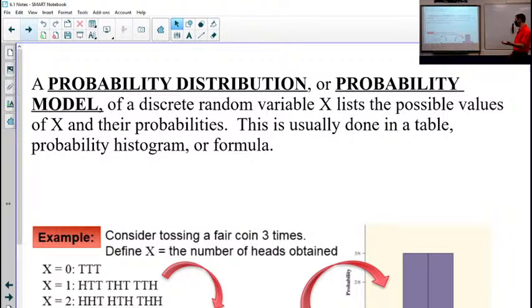So if I flip 3 coins, then you can list out all the different possibilities of coin flips we can get. We can get heads, heads, heads. We can get heads, tails, heads. We can get heads, tails, tails, and so on. There are 8 different ways that the 3 flips can happen. 2 for the first one, 2 for the second one, 2 for the third one. So 2 times 2 times 2.